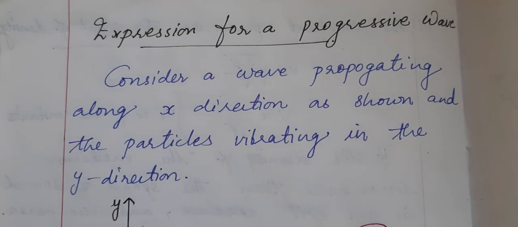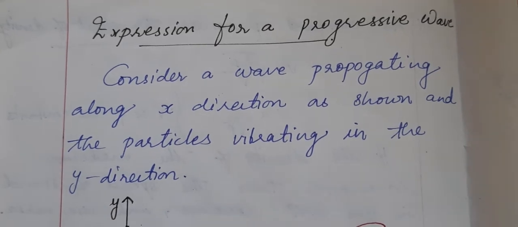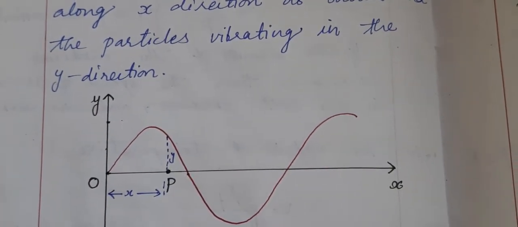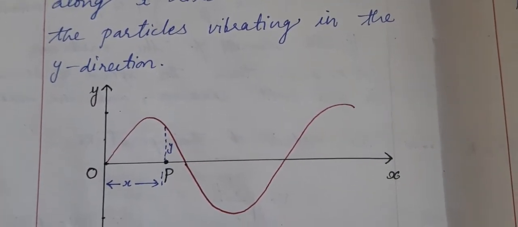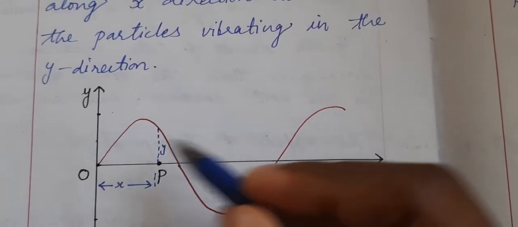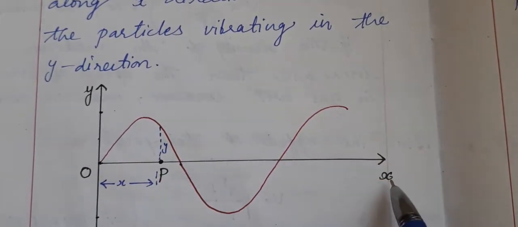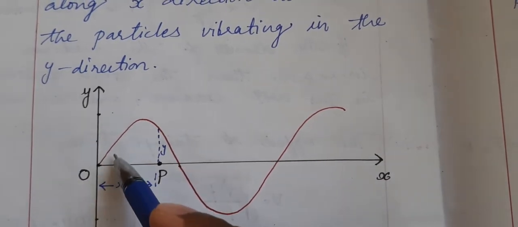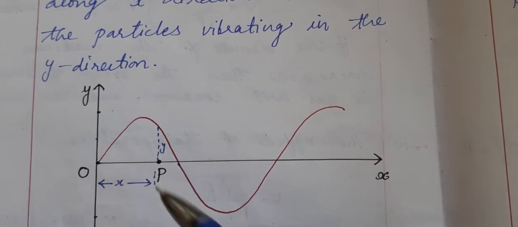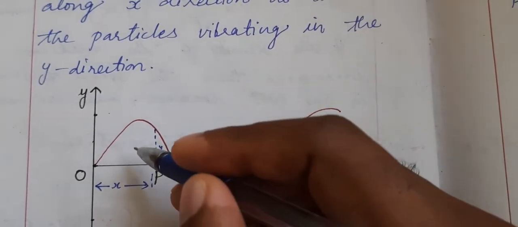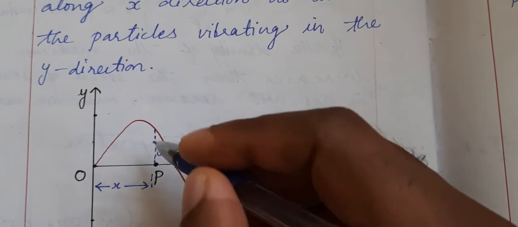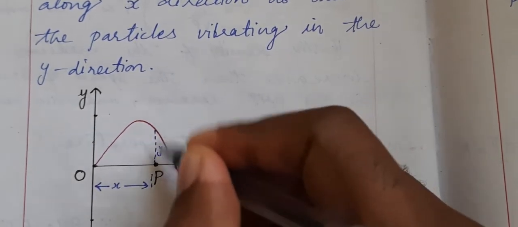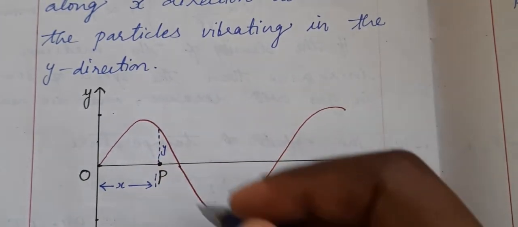So let's consider the wave traveling in the x direction. For example, the wave is traveling in the x direction. The particles will be vibrating, and the particles' vibration is shown here as this is the direction of the wave propagation, and the particles move. For example, the particles move up and down. So here y shows the displacement of the particles in the y direction, in the upward direction, or it can even be the downward direction also.